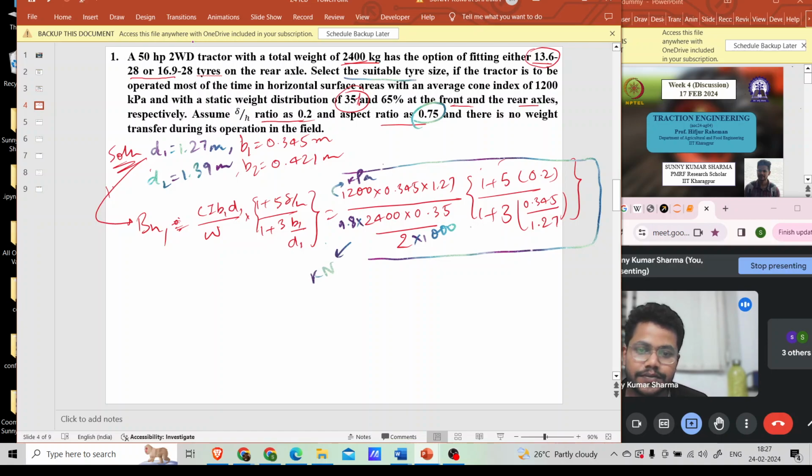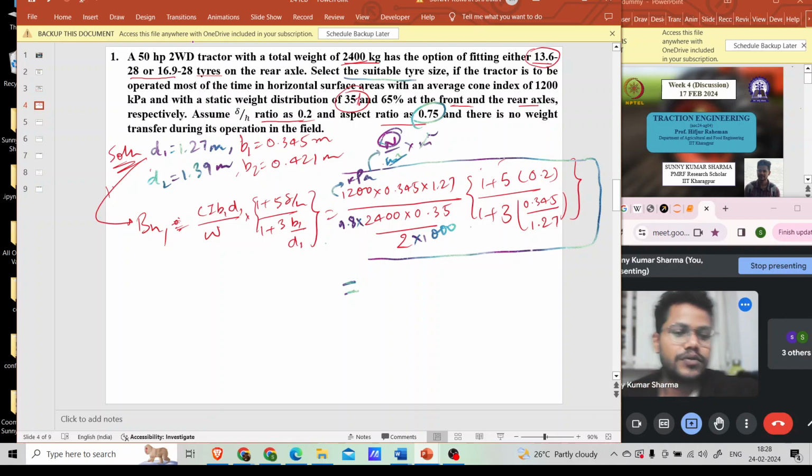This is B into D. B into D means what? Kilopascal is Newton per meter square. B into D is meter square. Meter square cancels. Numerator is kilonewton, denominator is kilonewton. Now you do the calculation. What is the wheel numeric for the front wheel? You have a calculator with you. Let me calculate.